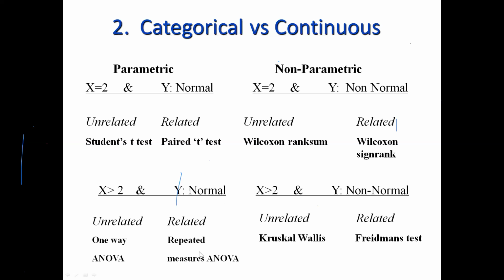If this type of related sample comes, when you have taken readings at more than two time points, you will apply repeated measure ANOVA. Okay, the name of the test is called repeated measure ANOVA.